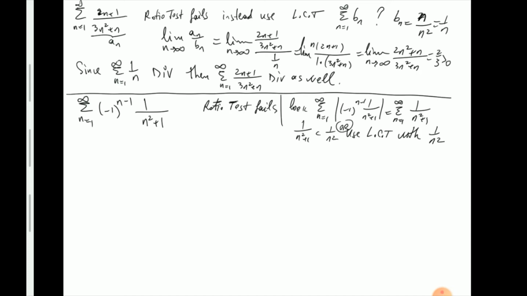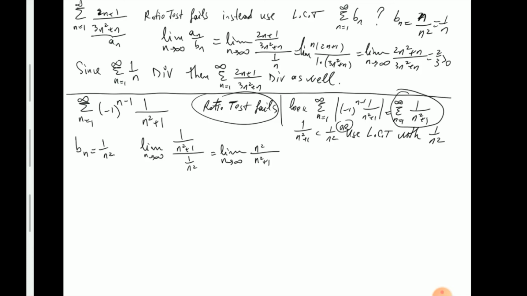limit comparison test with the series made of dominating terms. So basically I'm looking at bn equals 1 over n squared, and I'm comparing the 1 over n squared plus 1 with 1 over n squared. I'm doing the limit comparison test. Don't confuse this with the ratio test. Okay, again, the ratio test fails. All I'm doing now, I'm comparing the series with positive terms with the one that I picked myself that contains just 1 over n squared.